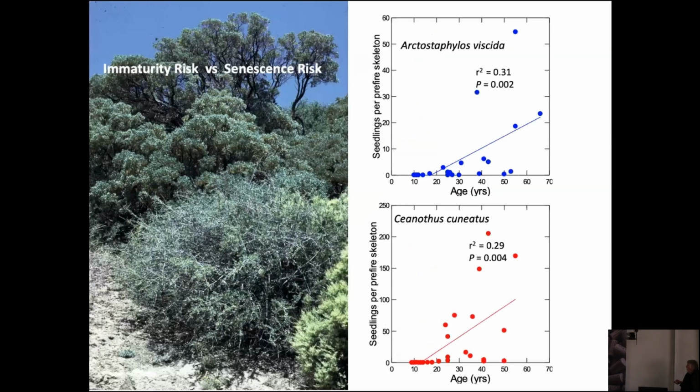Just to summarize, what we see in a lot of these species is no evidence of senescence risk. These species can exist a long time and still come back, even if the stand is quite old. Here we have 50, 60-year-old stands, and they're doing just fine in terms of post-fire recruitment. Stands of ceanothus less than 20 years of age are potentially threatened, and with Arctostaphylos, the same sort of thing, about 20 to 25 years.